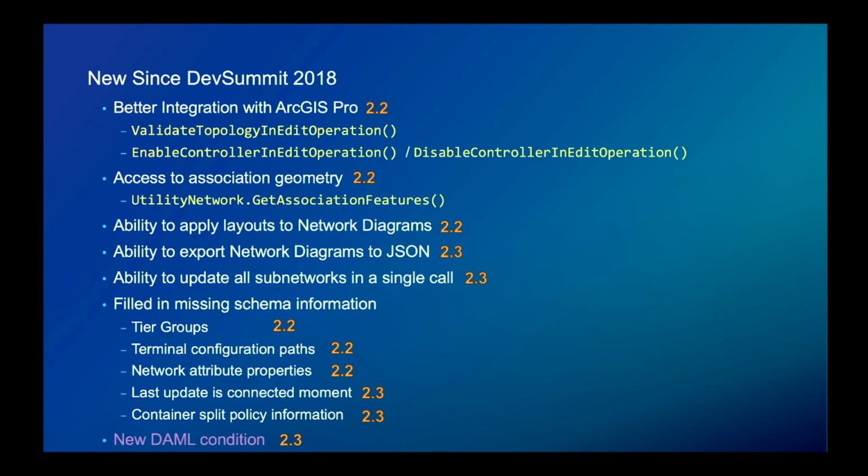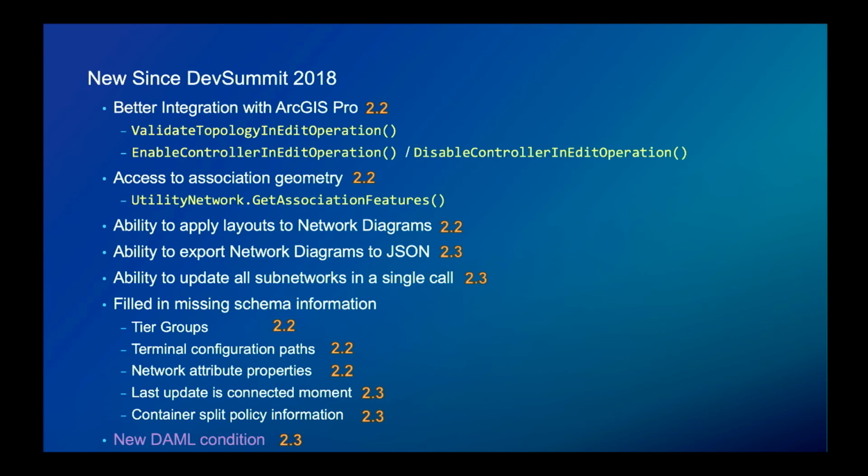So it makes one call to the service and gets back a bunch of graphics. We've added the ability to apply layouts to network diagrams. You can also now export network diagrams to JSON if you want to move it into another kind of package. You can update all subnetworks in a single call. Before, you had to iterate through, which made multiple calls to the service.